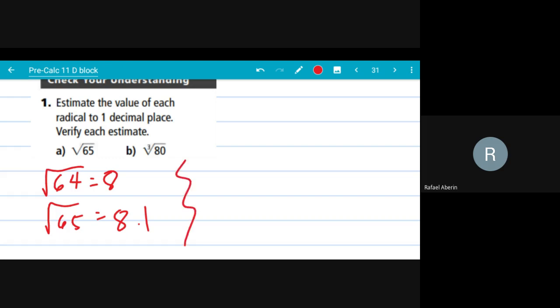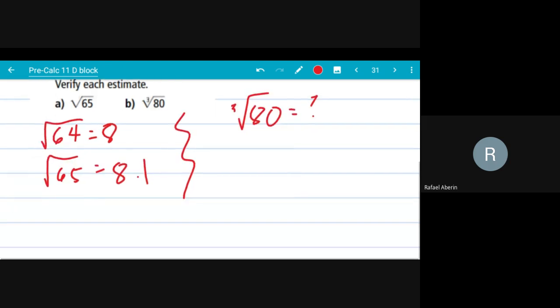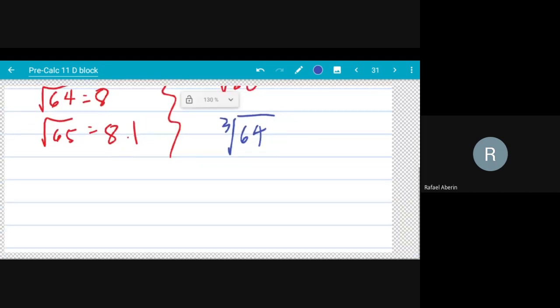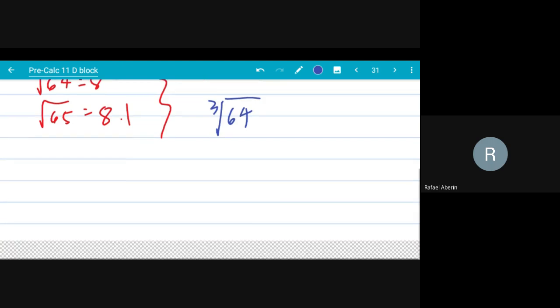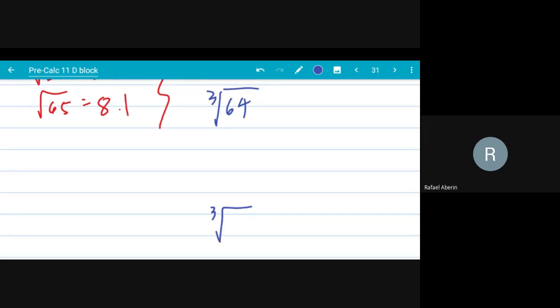What about cube root of 80? Well, look at it this way. The two perfect cubes that are closest would be 64 and what else? 125, right? The cube root of 64 is 4. Cube root of 125 is 5. Now, what's right in between 64 and 125? Well, you have a difference of about 61, if you divide it by 2, that's about 30.